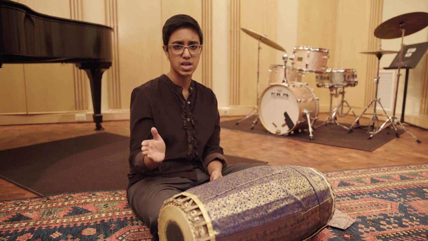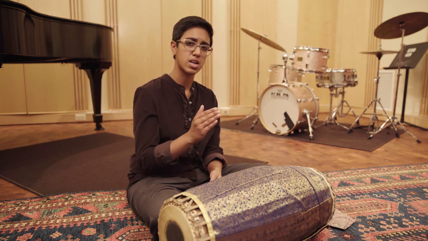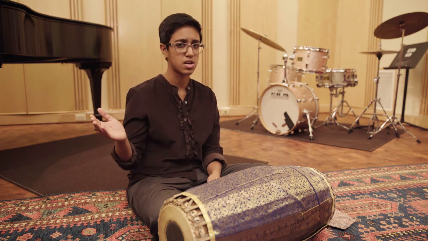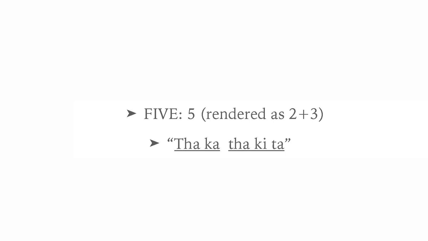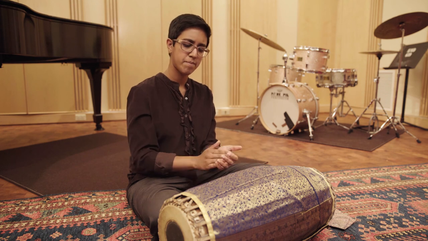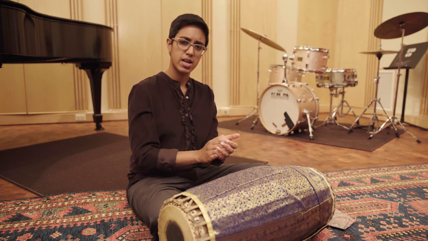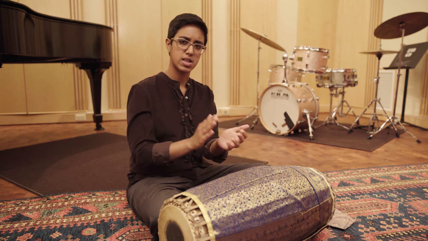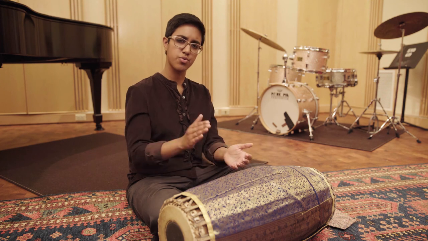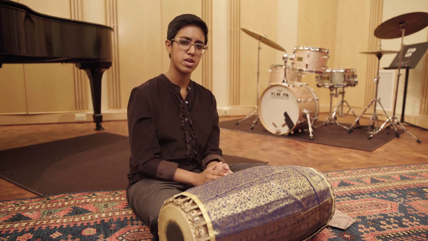So if three was takita, two is taka. The way that we say five is taka plus takita, which is taka takita. So that's five syllables, and we're going to use those five syllables to divide the same beat. So again, the same beat, the same tempo. Taka takita, taka takita, taka takita, taka takita, 1, 2, 3, 4, 5, 1, 2, 3, 4, 5, 1, 2, 3, 4, 5, 1, 2, 3, 4, 5.